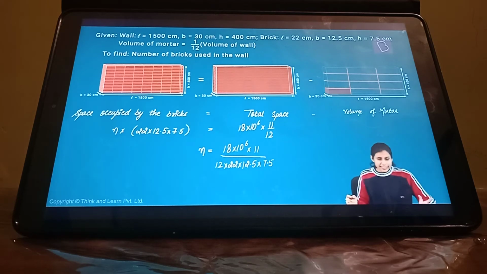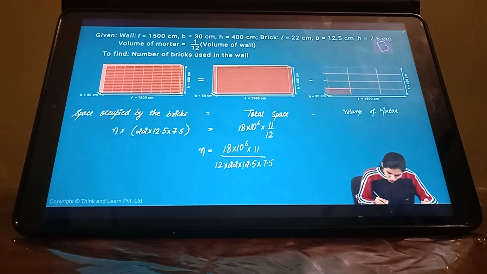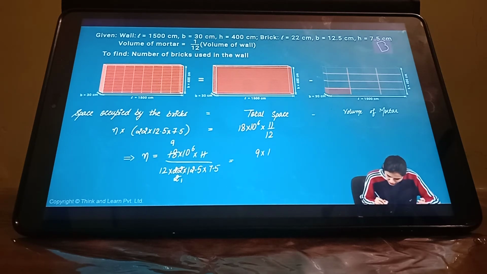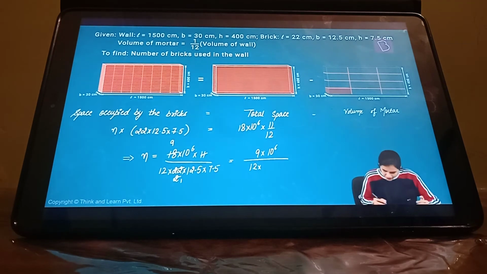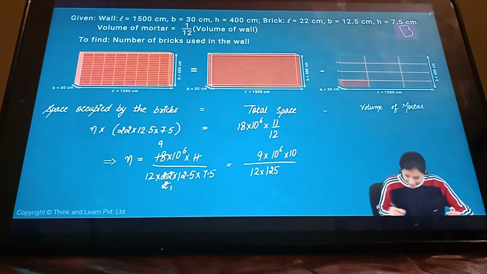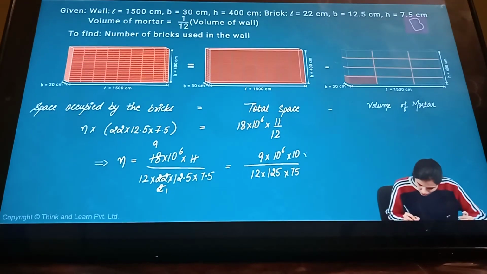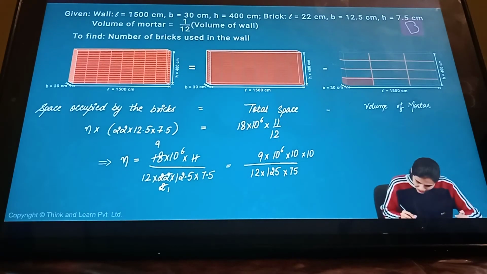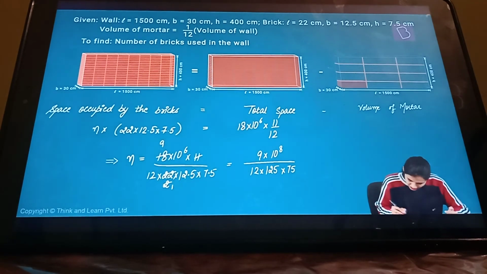It looks pretty tedious, but trust me, it's very simple. So let's begin. 11 into 1 is 11, 11 into 2 is 22. Then we have 2 into 1 is 2 and 2 into 9 is 18. So what we got is 9 into 10 to the power 6 upon 12 into, well, let's get rid of these decimals. So we have 125 here and I'll multiply that by 10. And again 75 here, so again a 10. So the numerator happens to be 9 into 10 to the power 8.